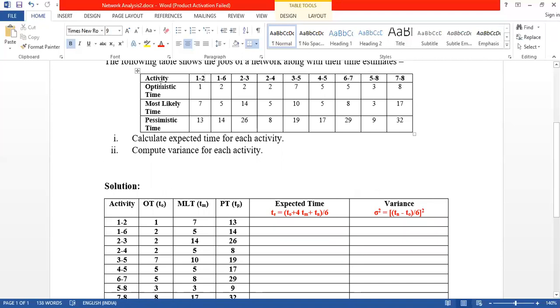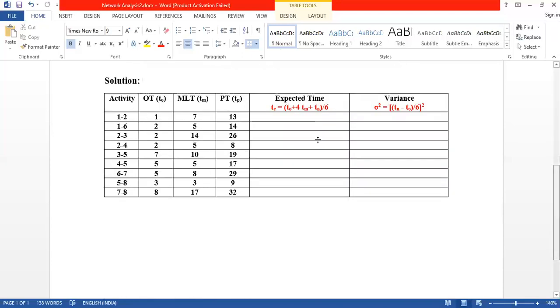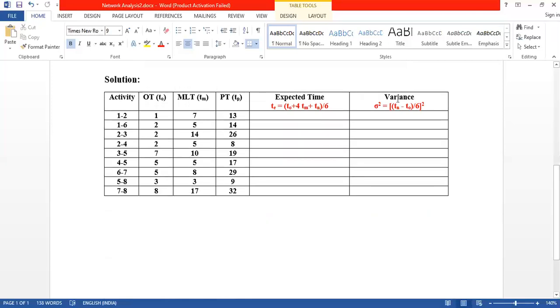OT stands for optimistic time, and symbolically it is denoted by T0. So I have written all the values for optimistic time. Most likely time is written as MLT, and symbolically it is TM. So all the values have been mentioned here. Lastly, pessimistic time is written as PT, and symbolically it is TP. Now we are supposed to calculate two things, that is expected time and variance. So firstly we'll calculate expected time and then we'll go for variance.